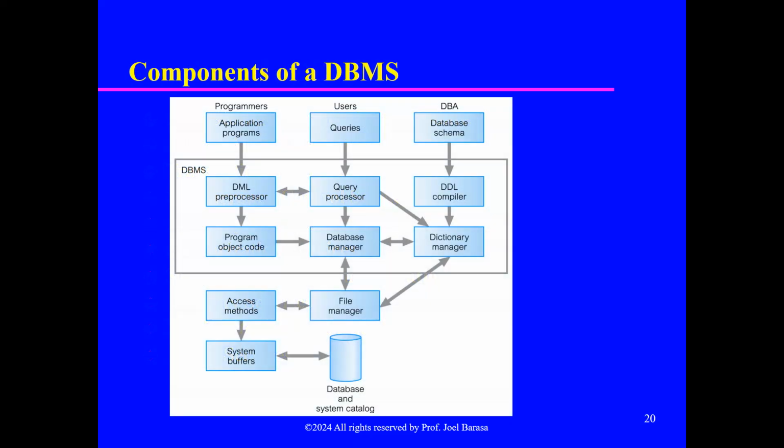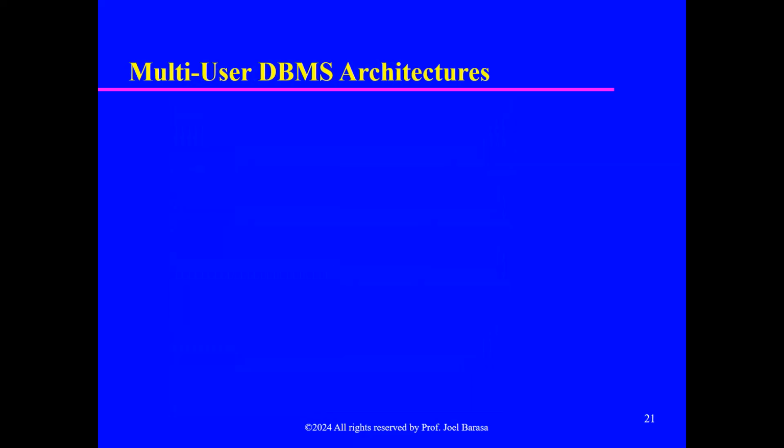So, components of a database management system. What is the database management system made up of? We talked about the programmers, the users, the database administrators. Then we have the DBMS area, which is made up of the database management language, the data manipulation language, query, DDLs, program object code, database managers, dictionary managers. We have the access file methods. Then the database and the system catalog, the file management and all this. So all these are components within that structure.